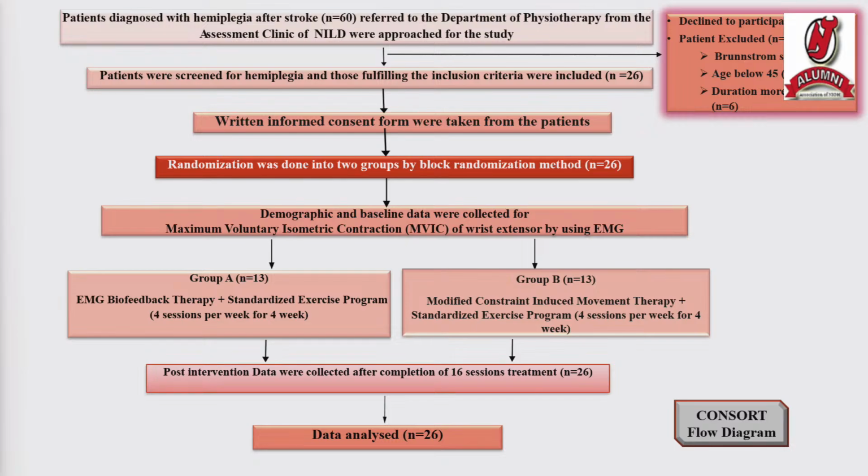13 patients in group A were treated with EMG biofeedback therapy and a standardized exercise program for 4 sessions per week for 4 weeks. On the other hand, 13 patients in group B were treated with modified constraint-induced movement therapy for 4 sessions per week for 4 weeks. After the intervention, post-intervention data were collected and analyzed.